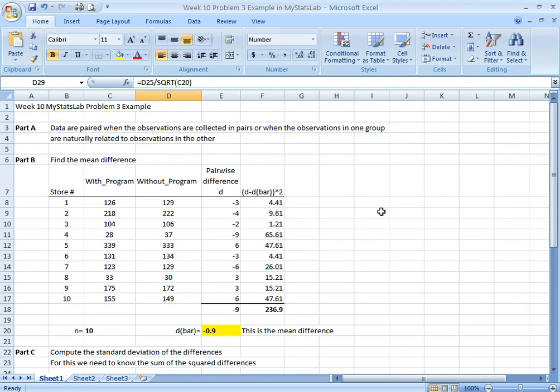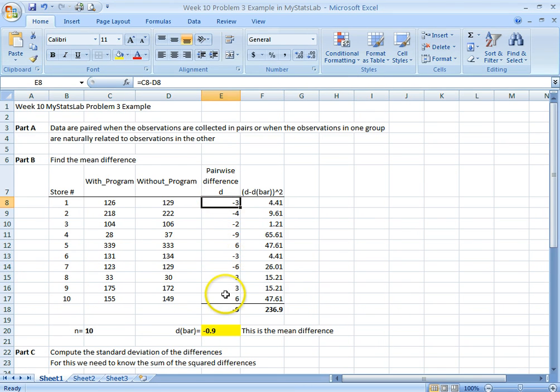So we move on to part B, and part B asks us to find the mean difference. Well, to do that, I list all of my data here, stores 1 through 10, and the traffic counts. And I first find the pairwise difference. Click on my cell here, you see I did C8 minus D8, so I'm finding the difference between the two traffic counts.